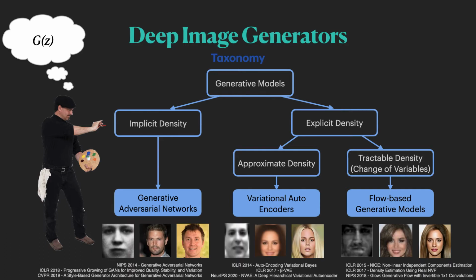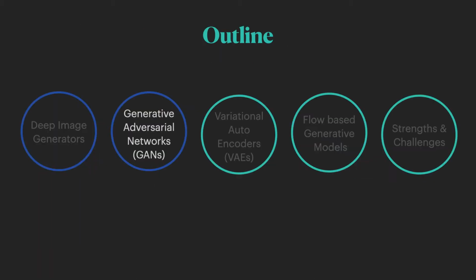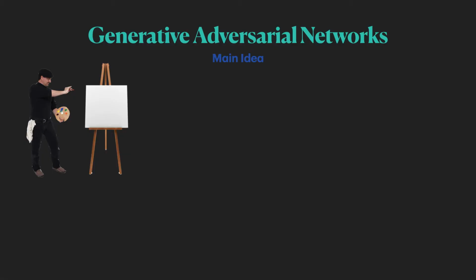These three families have been developed in parallel, and you can see their progress from the grayscale images back in 2014 to the state-of-the-art high-fidelity images we have today. But it has been a long way there, and each family had its own challenges to face. Let's start with generative adversarial networks. GANs have two competing components.